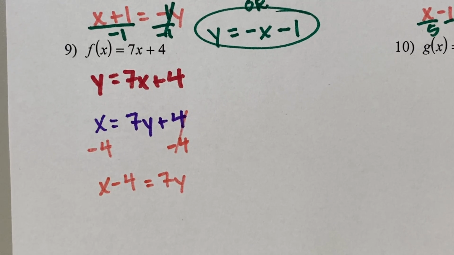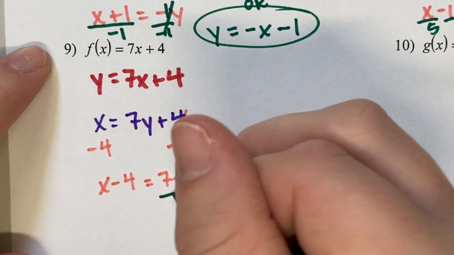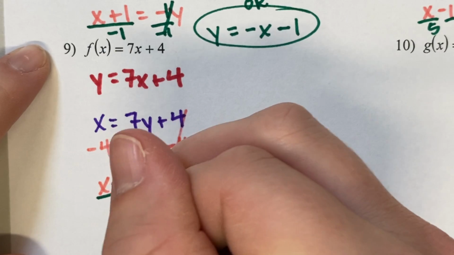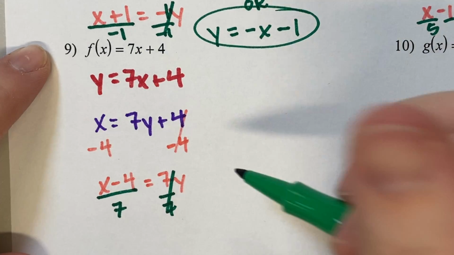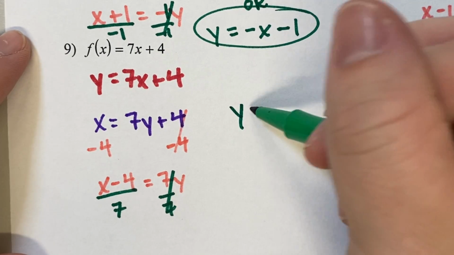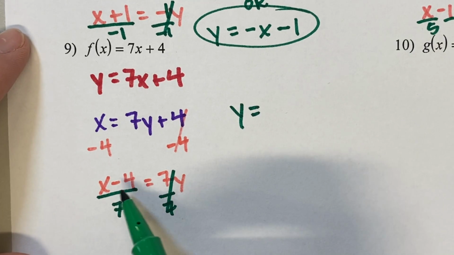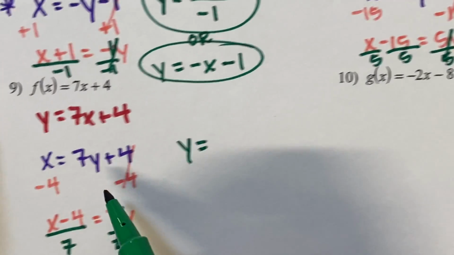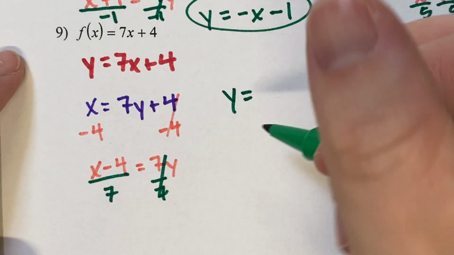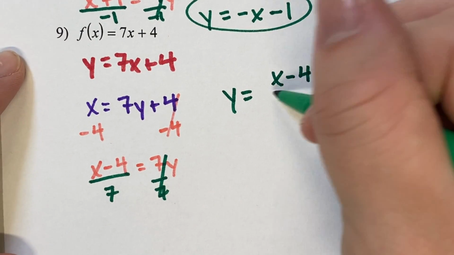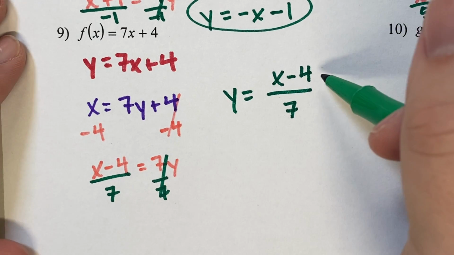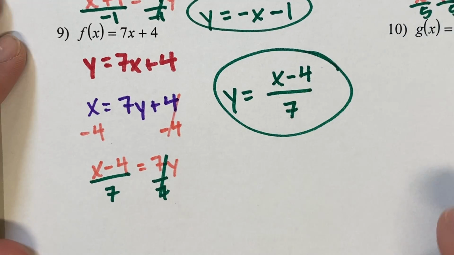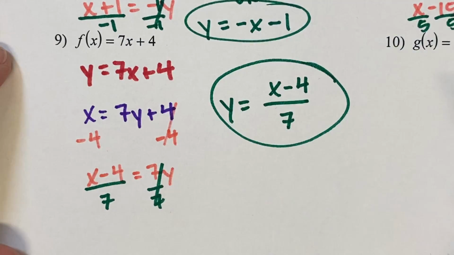Okay, now the opposite of times by 7 would be to divide by 7. Okay, and we can rewrite this guy, y equals, and technically everything's being divided by 7. It's written a little differently than this guy, but the same things are happening. So I'm just going to keep it as x minus 4 divided by 7. And there we go. There's the inverse of that function.